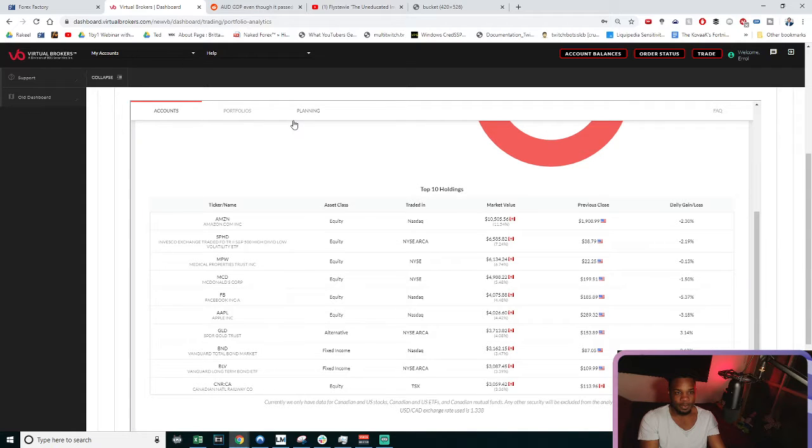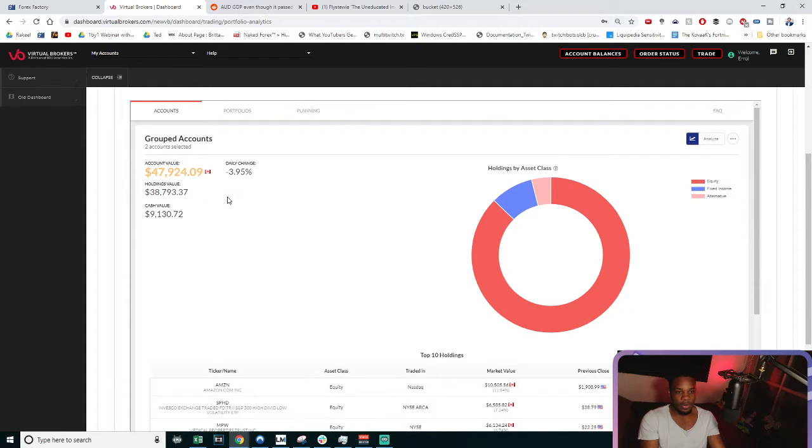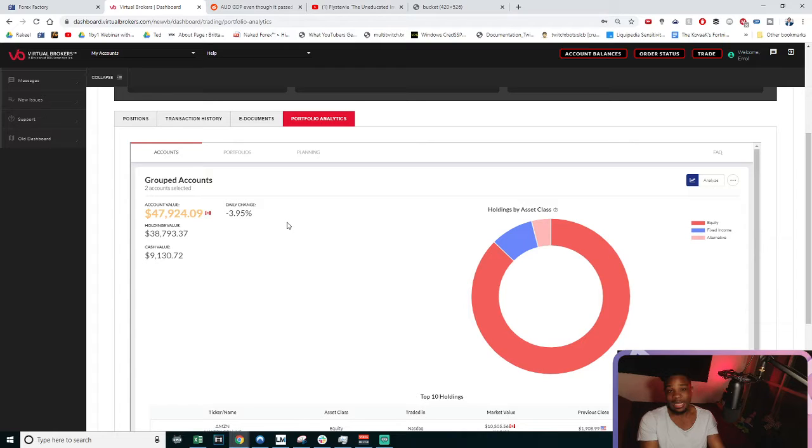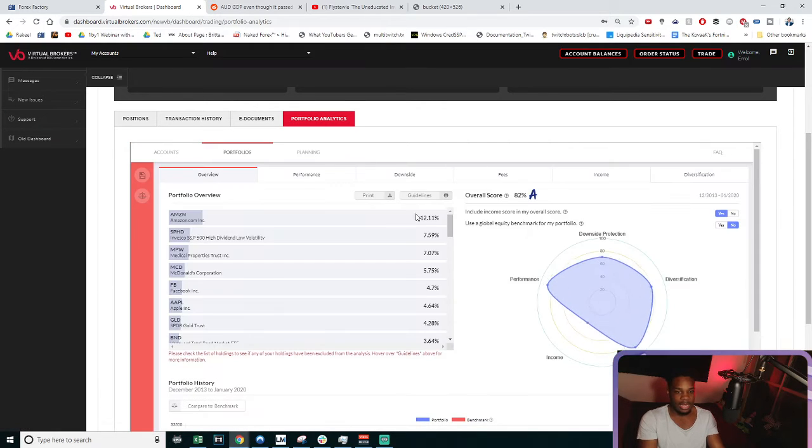This is Virtual Brokers, by the way. If you're Canadian, you might know about this. I have it because it's cheap. It's not expensive to use. ETFs are free, stocks are $1, and they allow RRSPs and TFSAs. So if you get a cheap broker, this is what you're going to get. You're not going to get the latest and greatest when it comes to analyzing your portfolio. However, it's cheap.